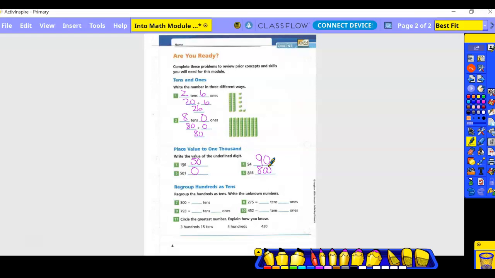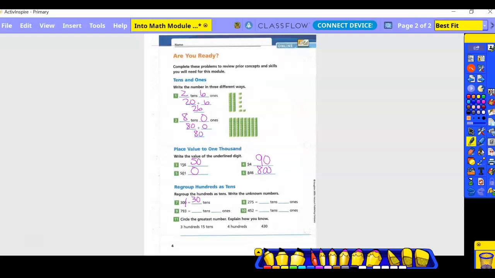Regroup hundreds as tens. Regroup the hundreds as tens. Write the unknown numbers. Okay. So tens, when we use tens, how many zeros do we have? 1, right? Okay. So if I get rid of 1 zero, how many do I have left? What's my number I have left? 30. Okay. So I'm just going to write 30. And then technically, if I did 30 tens, I would get 300. That's how many little bitty pieces I have.